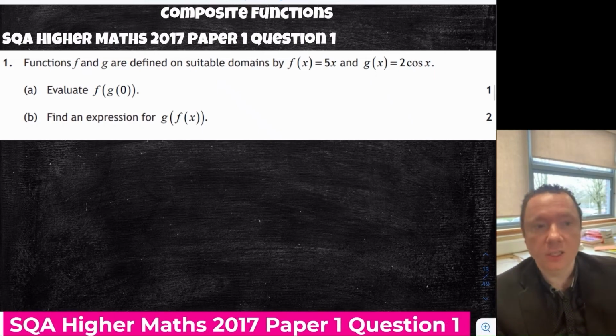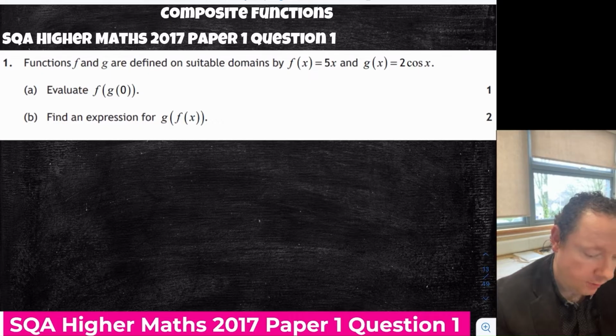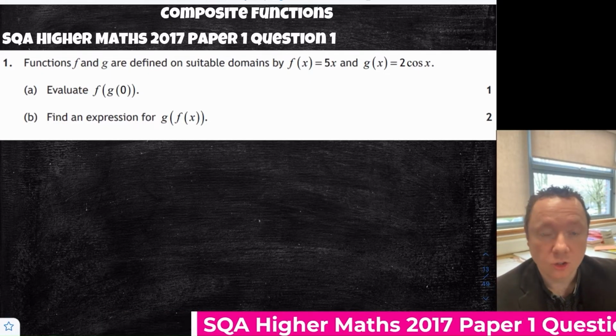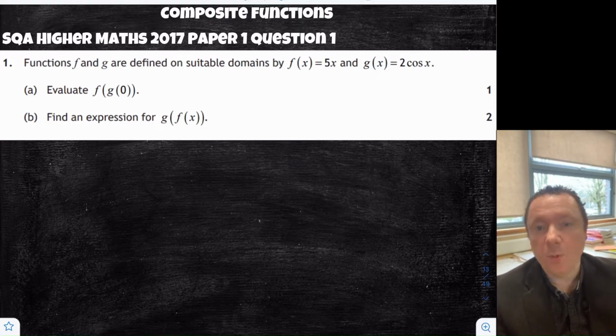Okay, composite functions. SQA Higher Maths 2017, paper 1, question 1. f and g are defined as f of x is 5x, g of x is 2 cos x. Evaluate f of g of 0. Okay, there's a couple ways you can do this.